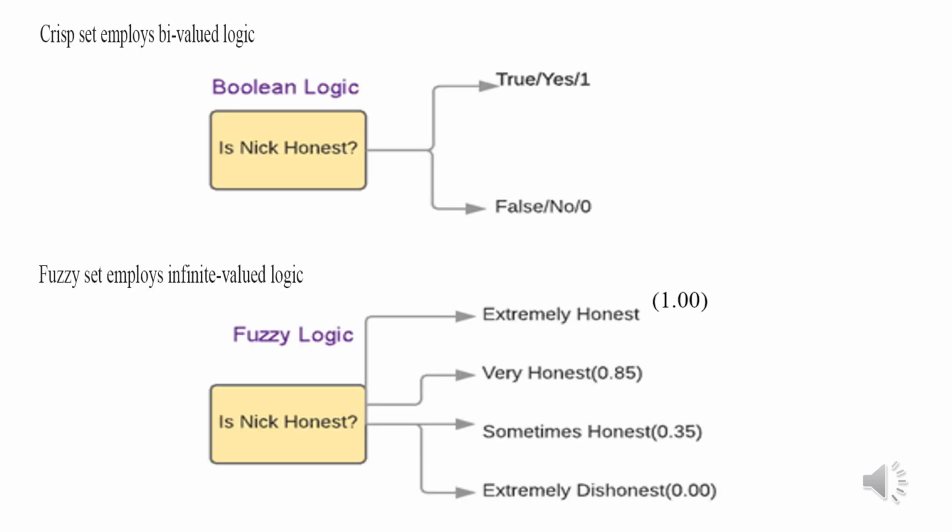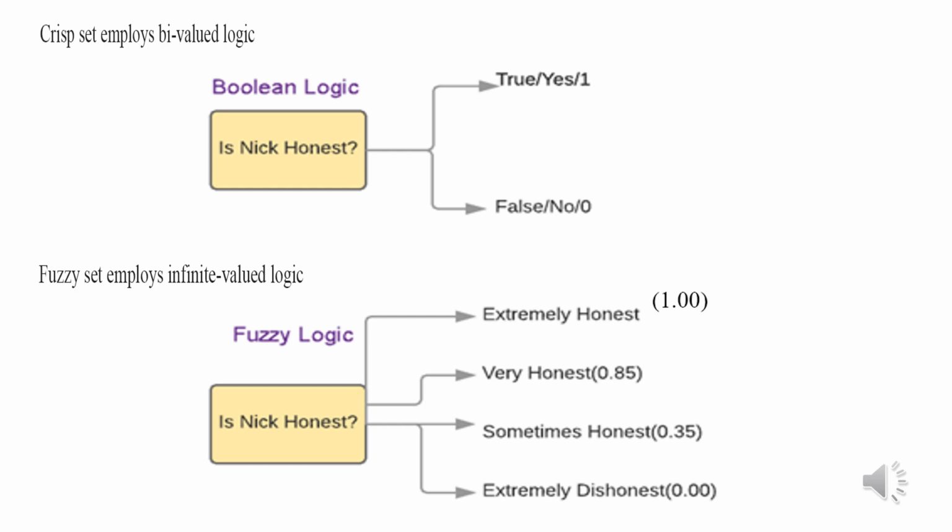Here we differentiate bivalued and infinite value logic. For the question, is Nick honest? If we get two different answers like yes and no, then for yes, the characteristic function takes the value 1, and for no, the characteristic function takes the value 0. Here bivalued logic, that is Boolean logic, is applied.